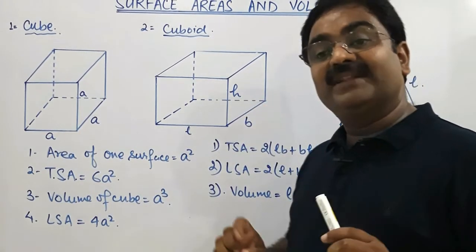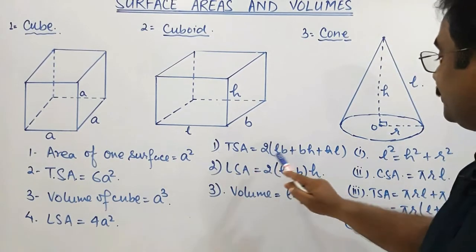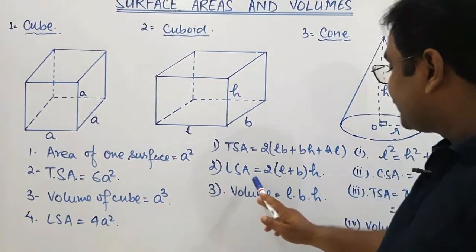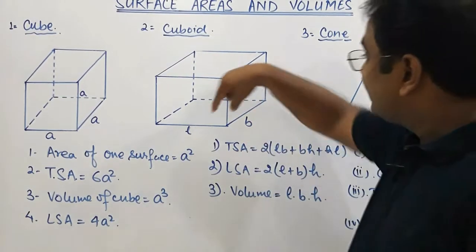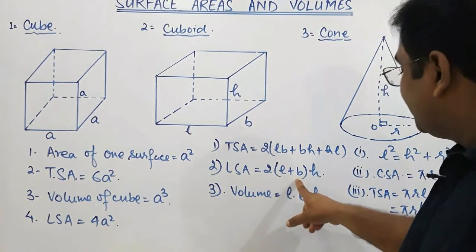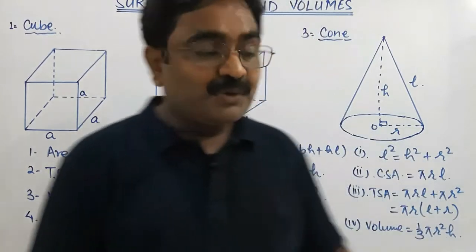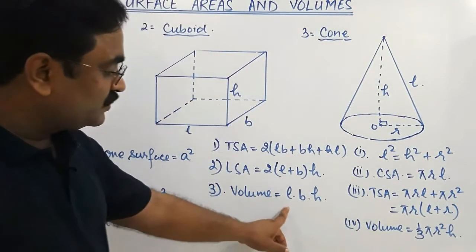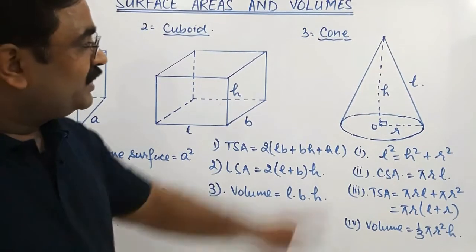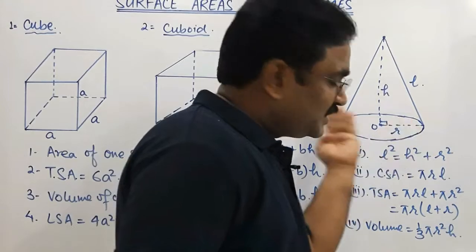So we have not given the area of one surface. We have taken directly the total surface area, 2 into (LB + BH + HL). Same as lateral surface area, meaning LSA, the area of the 4 walls, which equals 2 into (L + B) into height h. And the volume of the cuboid is equal to length into breadth into height. Okay.